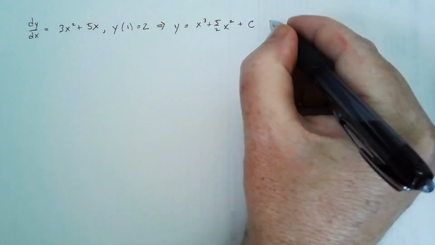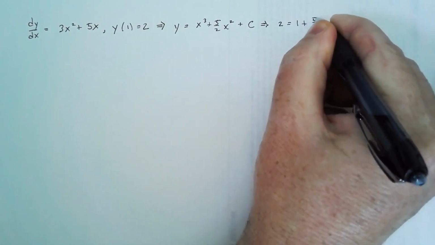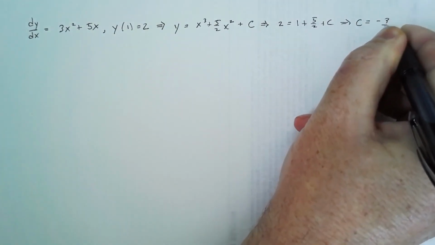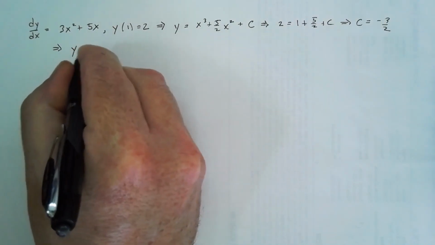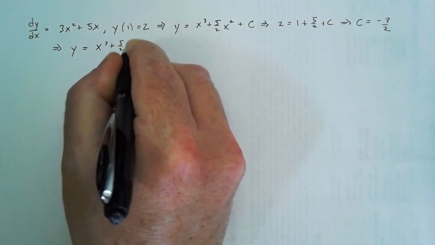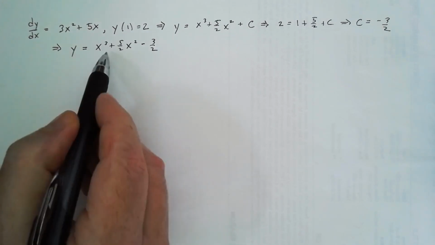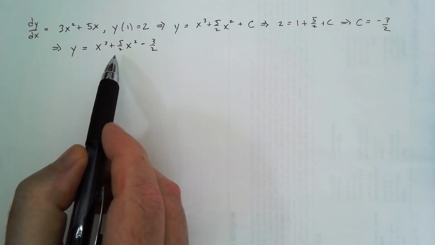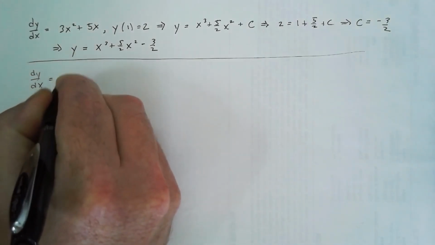Now we can use the initial condition. Say that 2 equals 1 plus 5/2 plus c, so that c equals negative 3/2. Putting this all together, a solution to this initial value problem would be y equals x cubed plus 5/2 x squared minus 3/2. We can check by taking a derivative that it satisfies our original differential equation, and we can check that it satisfies our initial condition.